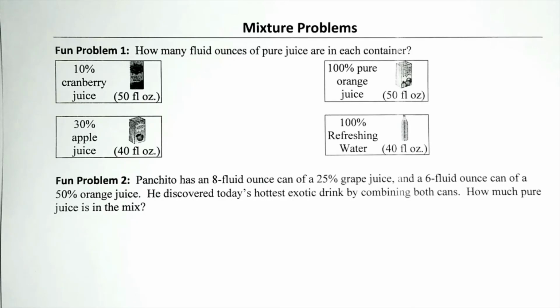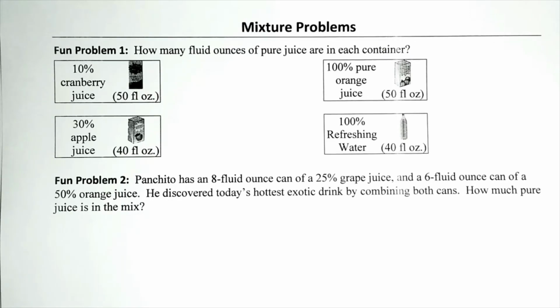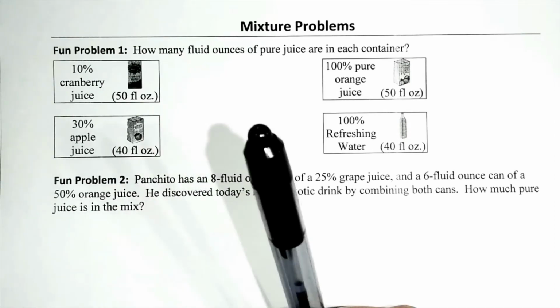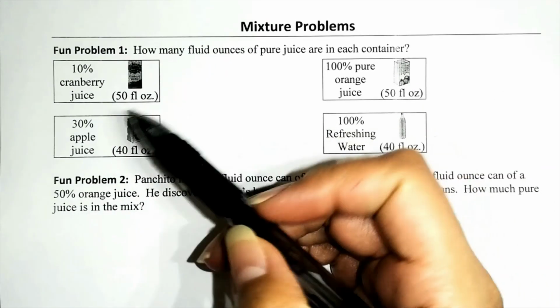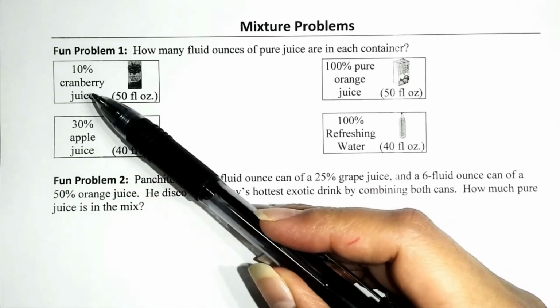Alright, so fun problem number 1 reads, how many fluid ounces of pure juice are in each container? Oh, I hope it's on the test. It's not. So the first container, let me get my writing instruments. It says 10% cranberry juice. Cool. So yeah, that's like nothing.